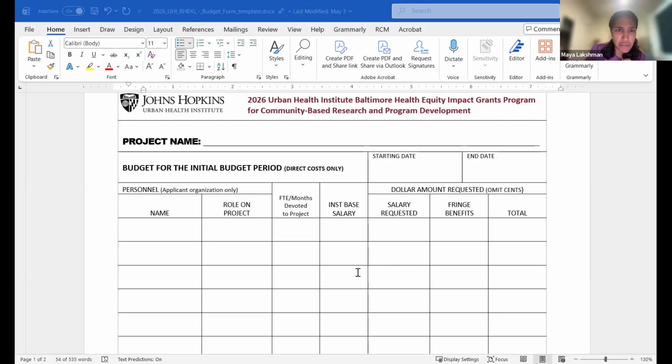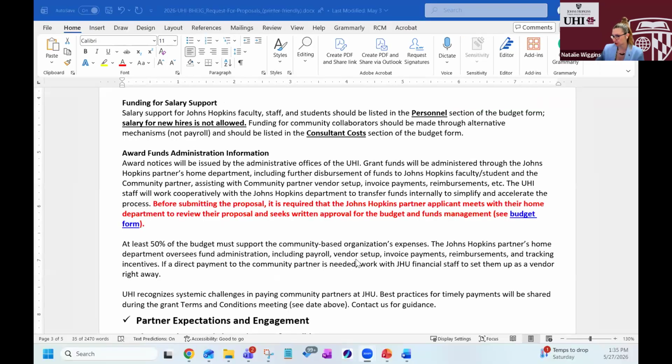I don't know if you're trying to show a different screen, but right now I still see the budget form template. Yes, I intended to share the screen altogether. Is this the screen? There we go. Screen number, this screen. There we go. Thank you. Nice.